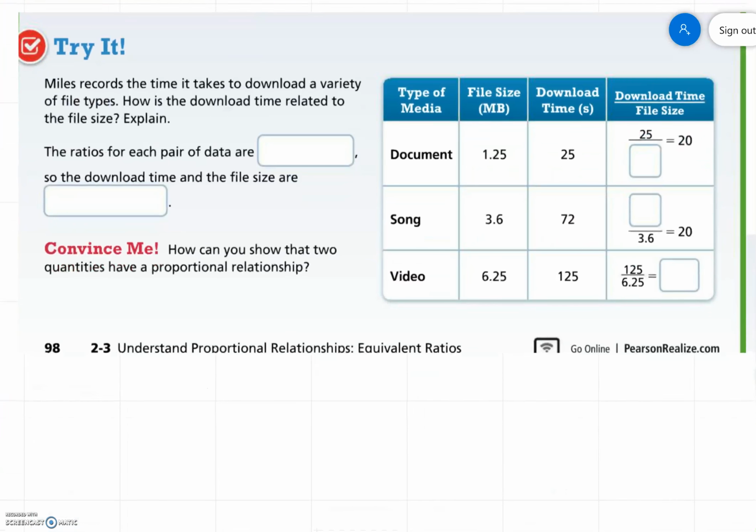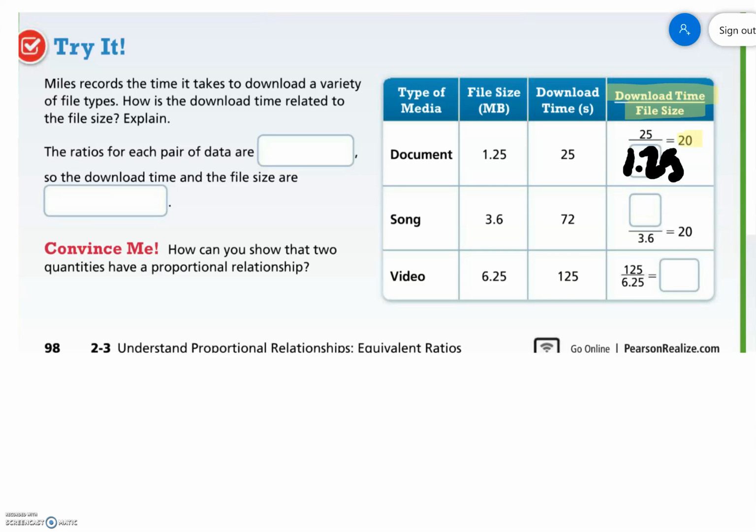Let's try it. Miles records the time it takes to download a variety of file types. How is the download time related to the file size? Explain. Okay, so they give us the file size and the download time and tell us that the ratio is download time divided by file size. So we take 25 and divide it by 1.25. If we do that, we should get an answer of 20.